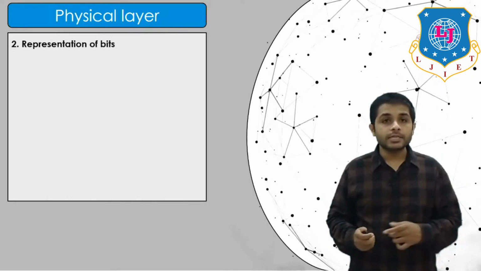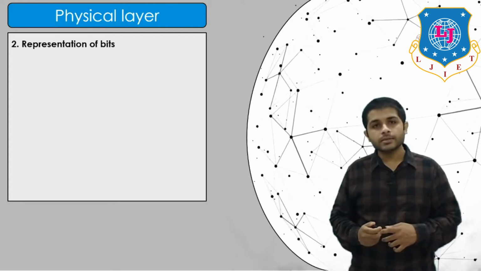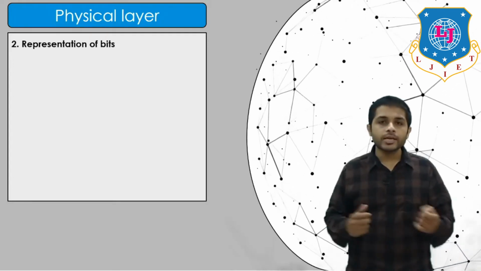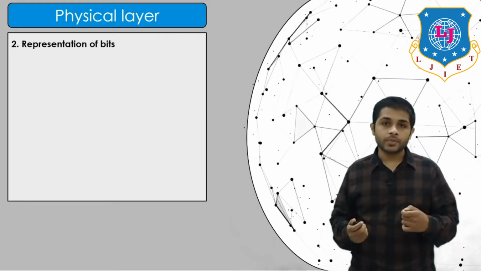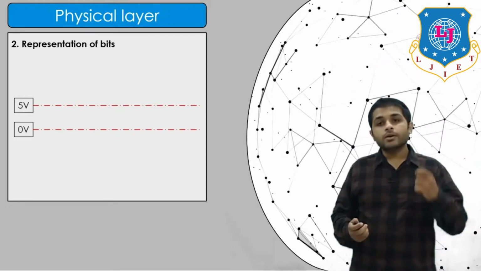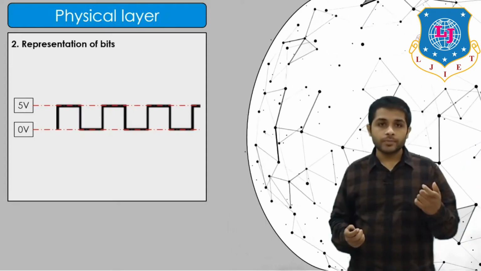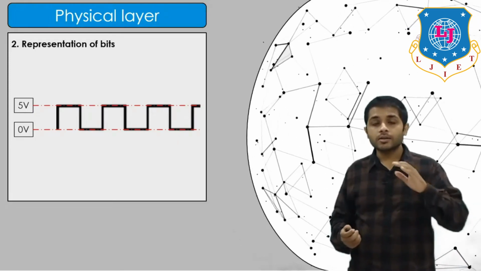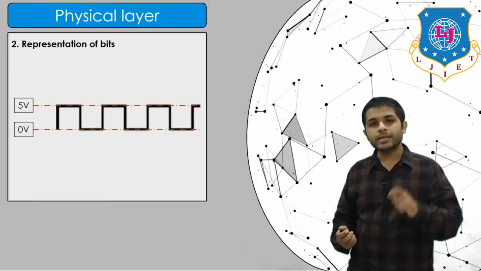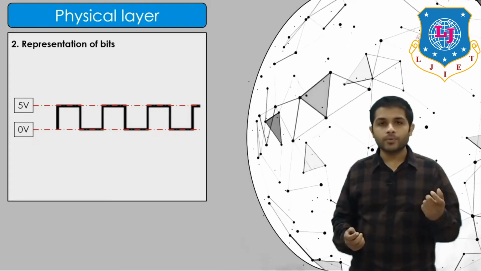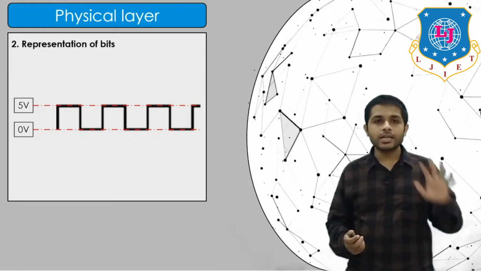The second responsibility is representation of bits. What is the meaning of representation of bits? When two devices are communicating with each other, the representation of bits should be same. For example, one voltage level is 0 volt and the another voltage level is 5 volt. You can see this signal has two voltage levels, and 0 volt means 0 bit and 5 volt means 1 bit. So two devices should be following the same voltage levels.